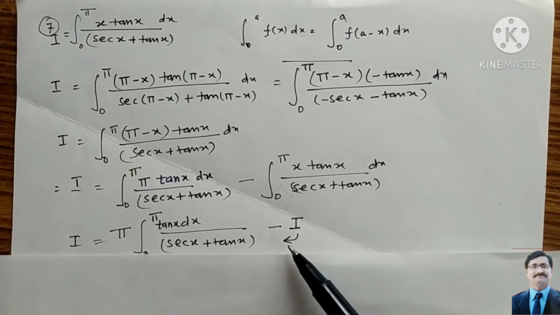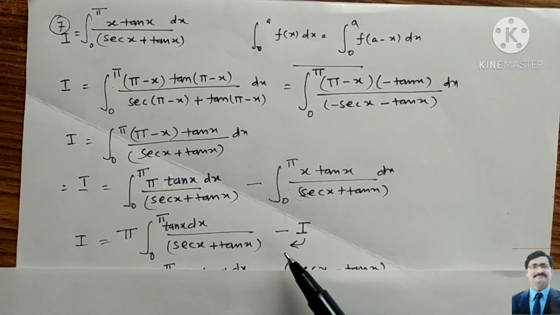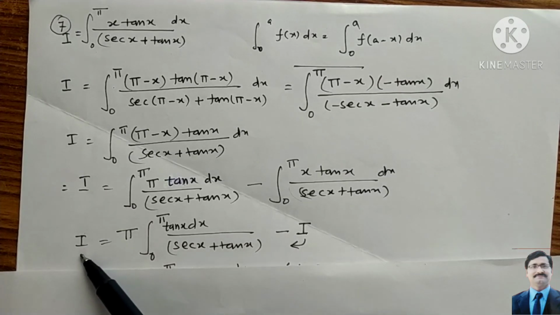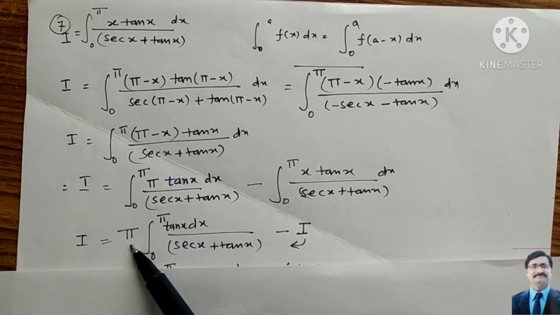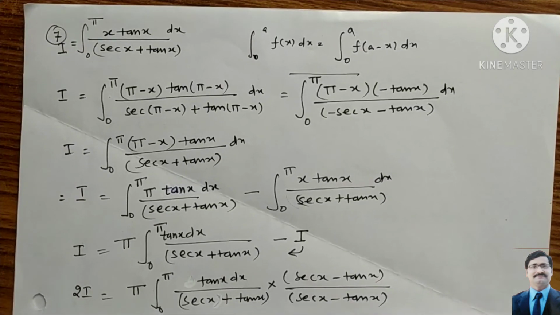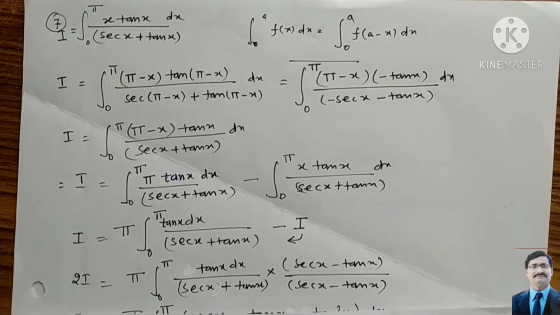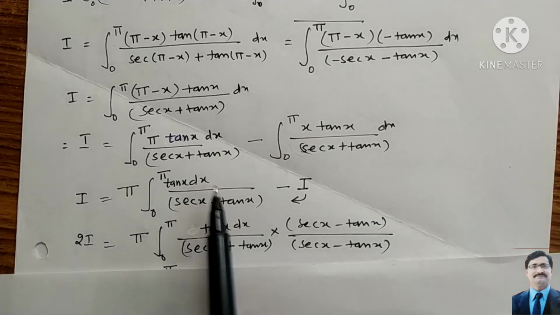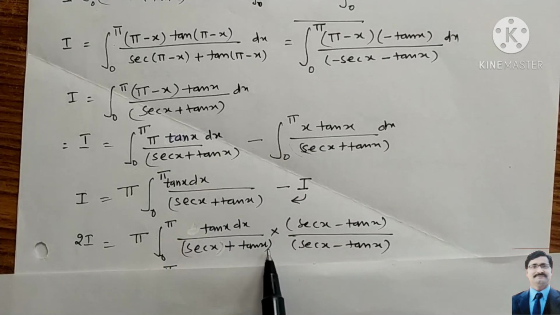So we write this as I, and this I we transfer to the left hand side, so I plus I will be 2I. Here pi we take outside, so we get pi times the integral from 0 to pi of tan x dx upon sec x plus tan x. So 2I equals pi times the integral from 0 to pi of tan x dx upon sec x plus tan x.